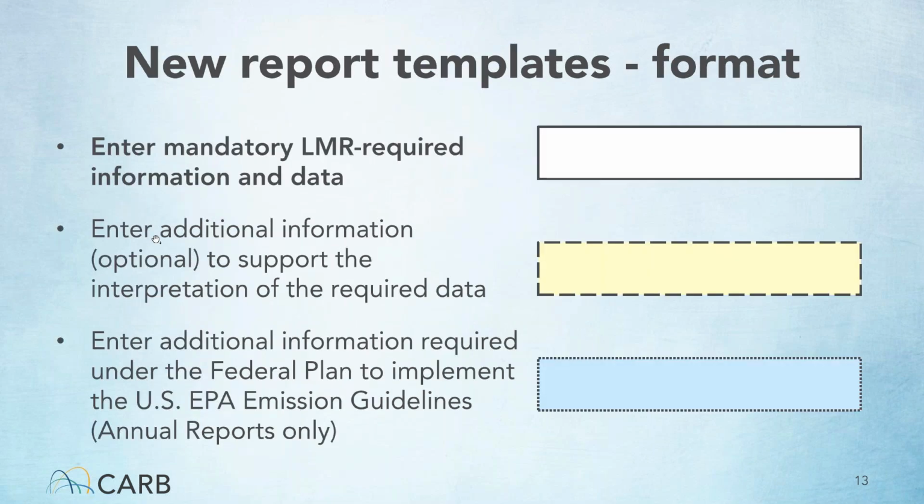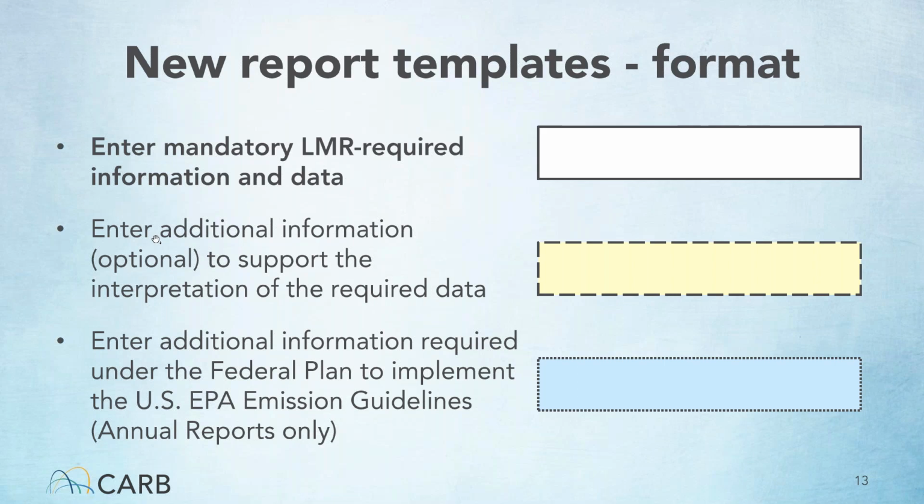As you'll see in the demonstration shortly, the templates are color-coded to indicate three main categories of information. Input boxes, which are cells in the Excel workbook, that are white designate information or data that is explicitly required for compliance with the regulation. Most of the input boxes throughout the two templates that you'll see shortly are this white category.